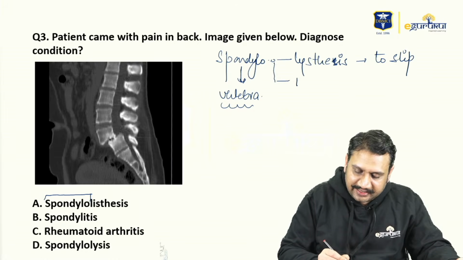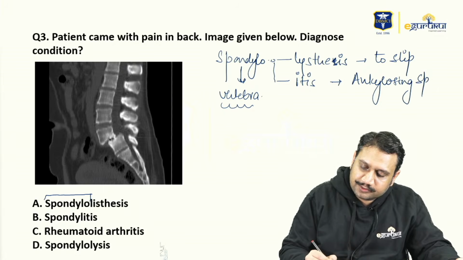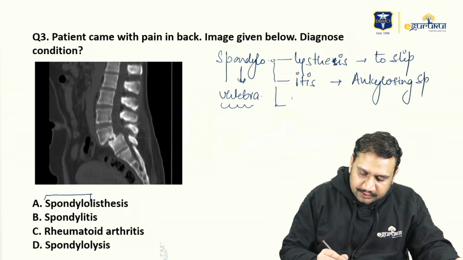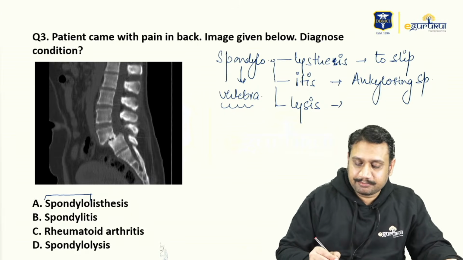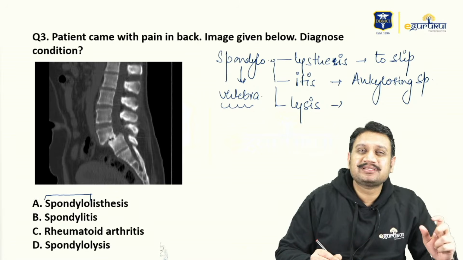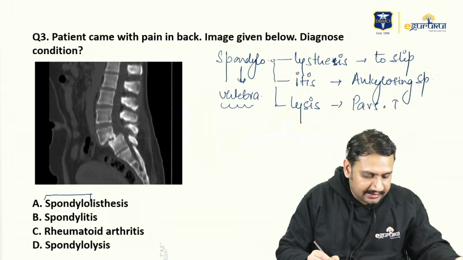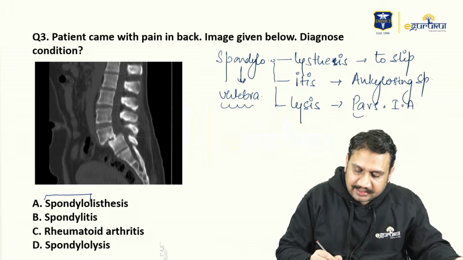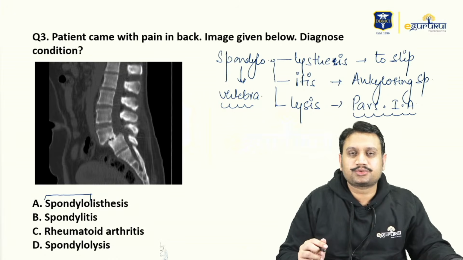Or spondylitis. Itis means an inflammatory change. For example, the ankylosing spondylitis, you have heard of that. Enthesitis, right? Then there can be spondylolysis. What is the meaning of lysis? Lysis means a break, a breach, right? That's a break. So where does the breach happen? It happens at the pars interarticularis.